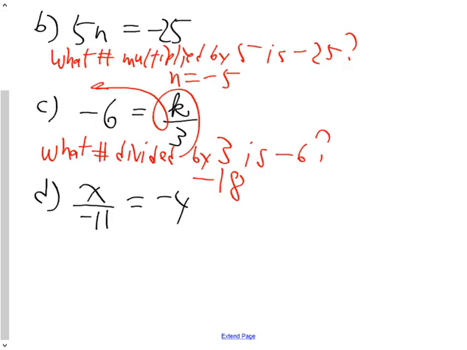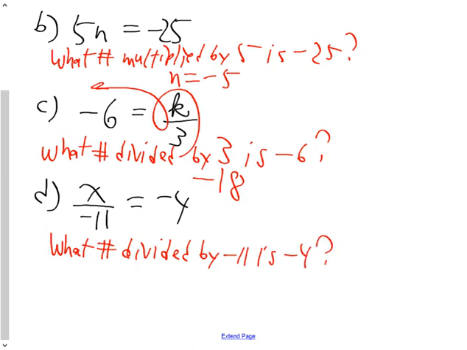And our last question, our x variable would be what number divided by negative 11 is negative 4? And the answer for that is a positive 44. So if I substitute that x for positive 44, are those two sides the same? Yes, they are.